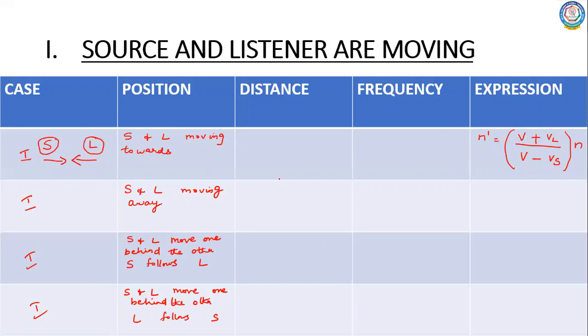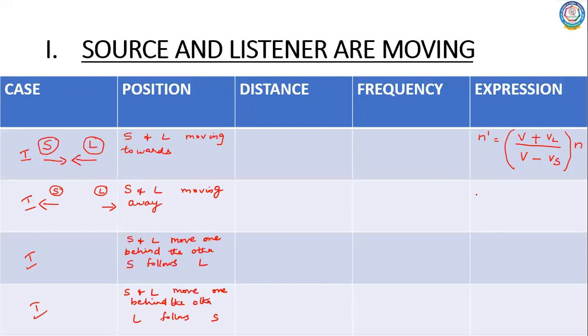Right. Now let us talk about distance and frequency after writing the equations for all the four subcases here. Next is source and listener moving away. So again, let my source be here and listener here. Now this time they move away from each other. So here listener is moving away from the source and the source is moving away from the listener. So this is the case.